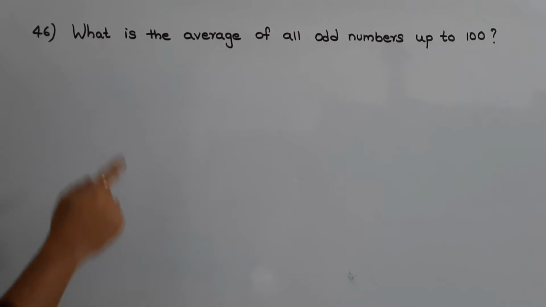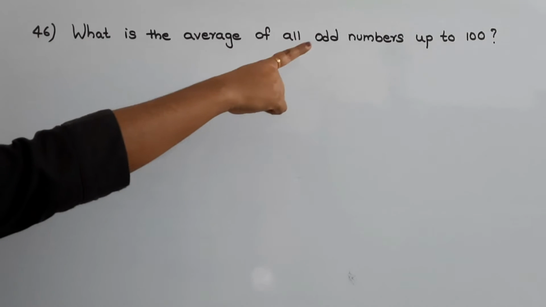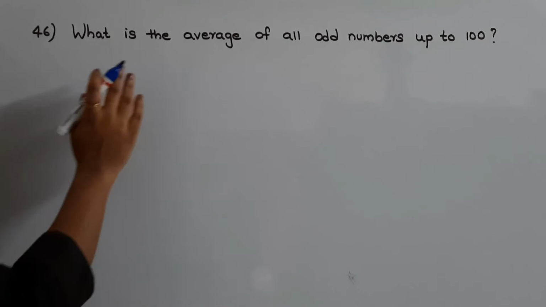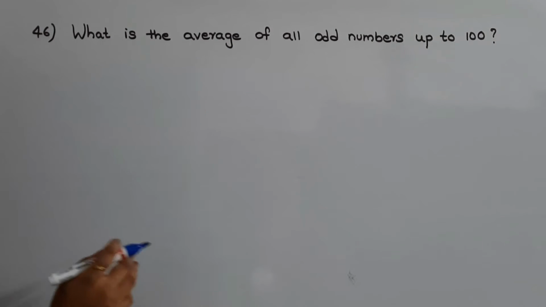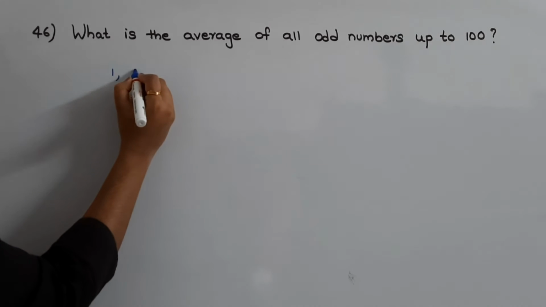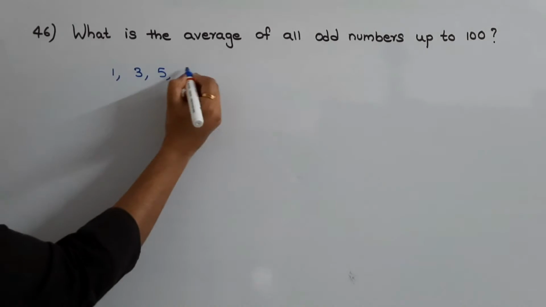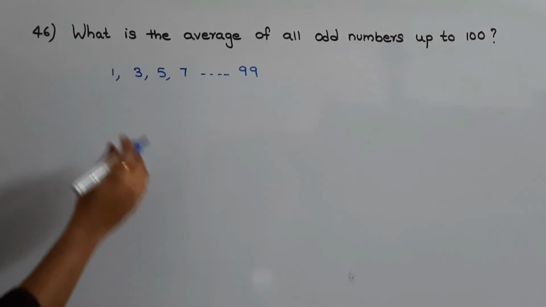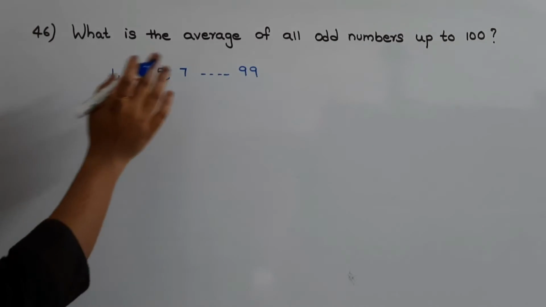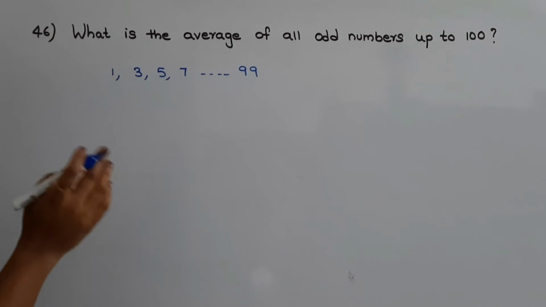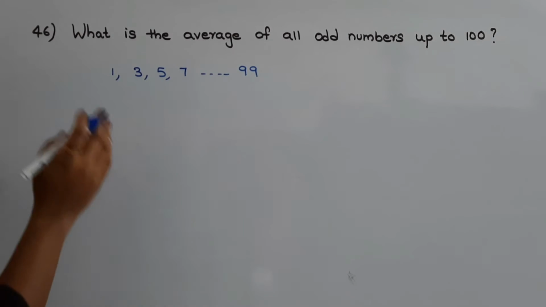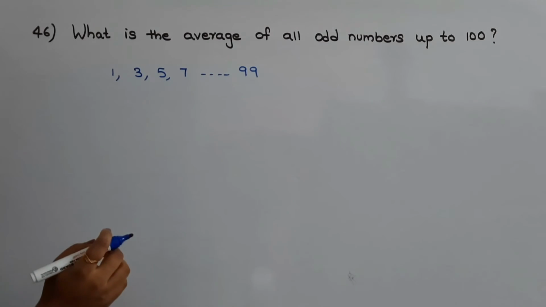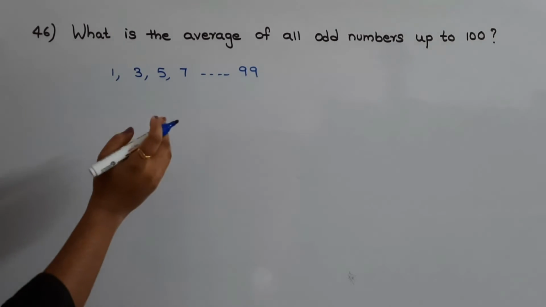The next question is, what is the average of all odd numbers up to 100? So in this question we need to find out the average of all odd numbers up to 100. So 1, 3, 5, 7, and so on up to 99. These are the odd numbers from 1 to 100. We know that the average of first n odd natural numbers is n itself, where n is the number of terms.